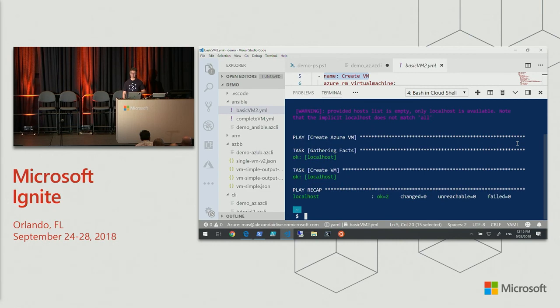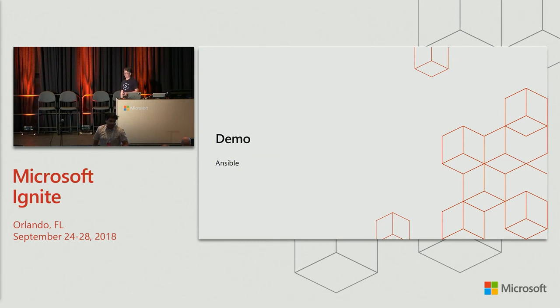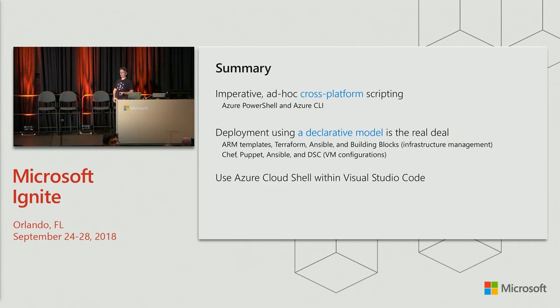So, as it says, the task is create VM. This is how I named the task. And the recap is changed 0, unreachable 0, failed 0. As I said, all those templates are idempotent. You can run them multiple times and nothing will be destroyed. If I didn't have it already provisioned, we would just go through a couple of those steps. OK, so, summary: for imperative ad hoc cross-platform scripting, use Azure PowerShell and Azure CLI.